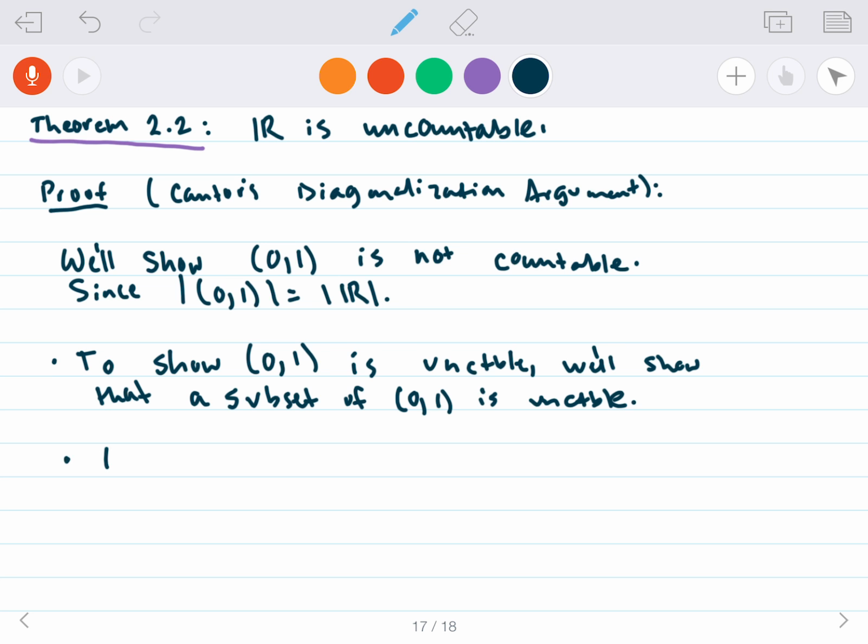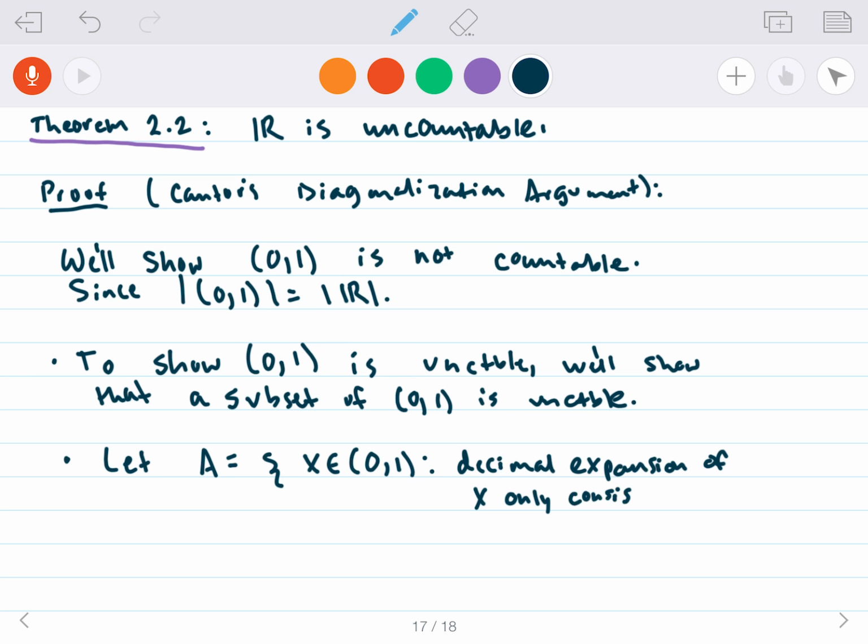So let this subset be called A. This is going to be the X in our set (0, 1) such that the decimal expansion of X only consists of 2s and 3s. Okay, so this is a very specific subset that I'm saying, but it's a subset nonetheless, right?